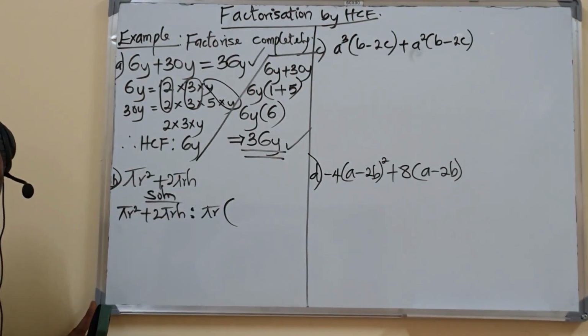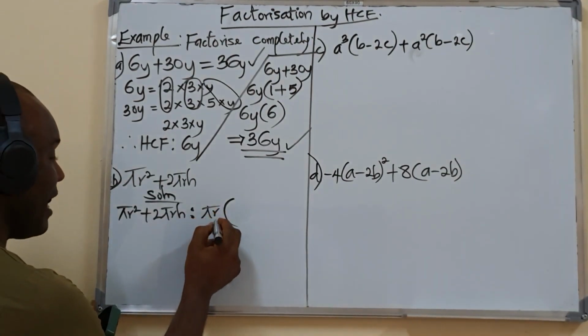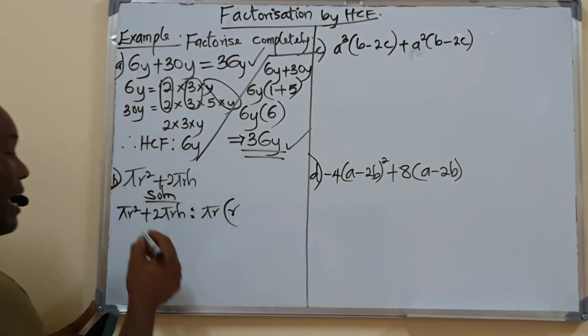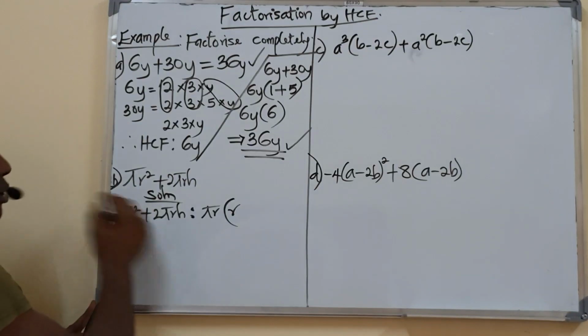And bring in the remaining terms. So pi r multiplies what will give us pi r squared? Pi r times r is pi r squared. We're done with the first side.